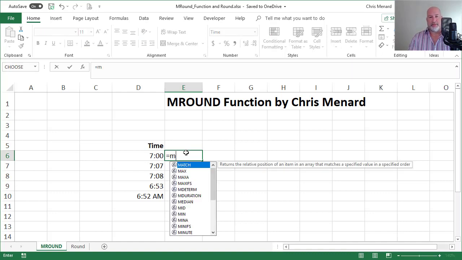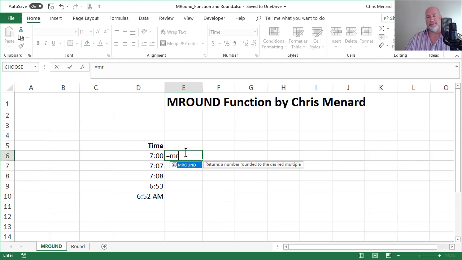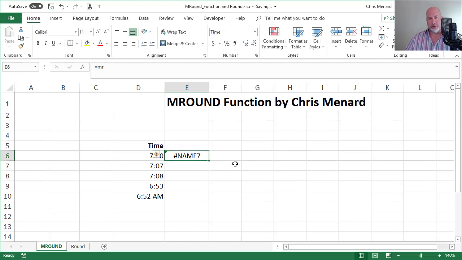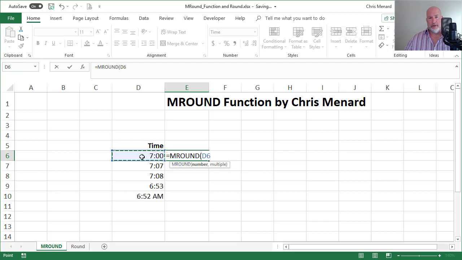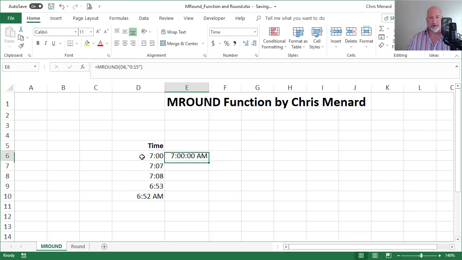So I was thinking about this, and I'm going to use the MRound function. Returns a number rounded to the desired multiple. So I'm going to return equals MRound D2, comma, I'm looking in 15-minute increments. And because I'm dealing with time, I need to put this in quotations, 0:15, close parenth. I should get 7 because 7 o'clock is going to be 7 o'clock.